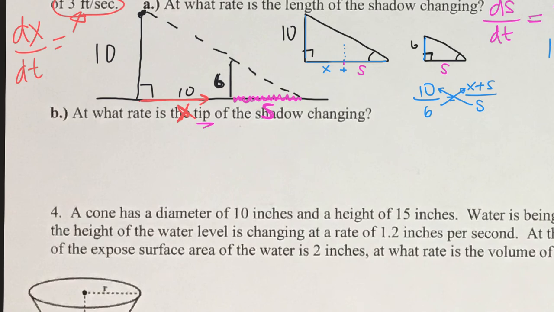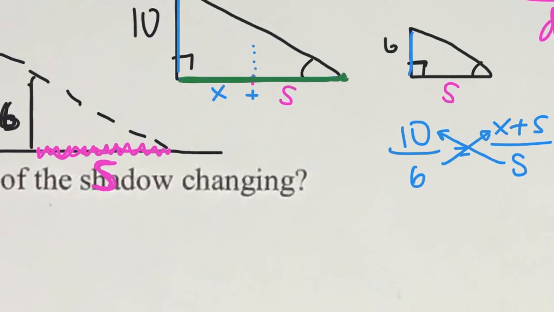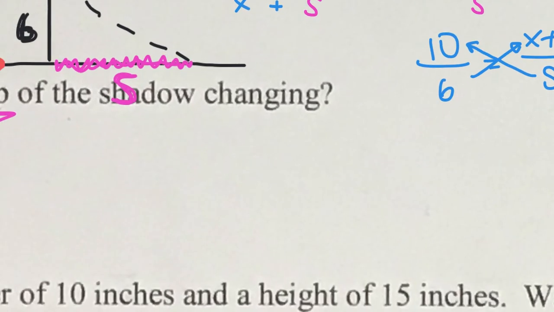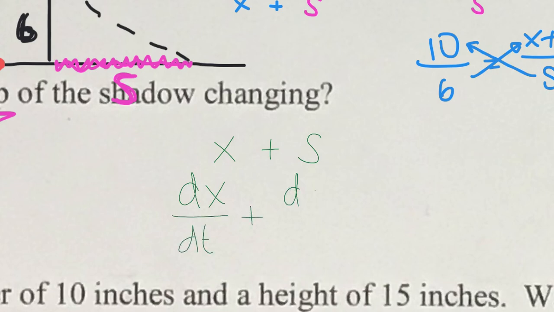So the tip of the shadow is referring to this whole entire length down here. Right, the tip of the shadow is here at the very, very end of our triangle. Okay, so that is just x plus s. Right, the x plus the s is the length of that whole entire bottom side down there. So let's differentiate with respect to time each of those things, shall we? And we have dx dt plus ds dt. So our shadow is changing at the sum of our two rates, which makes perfectly good sense.